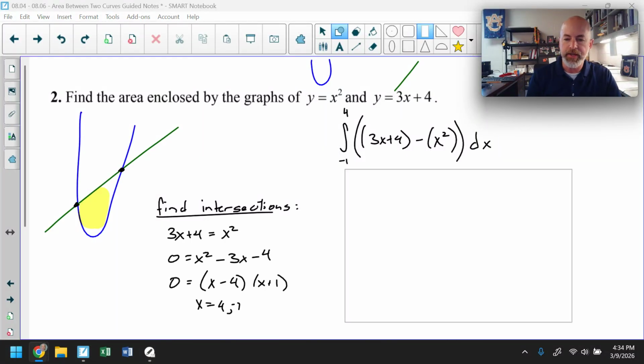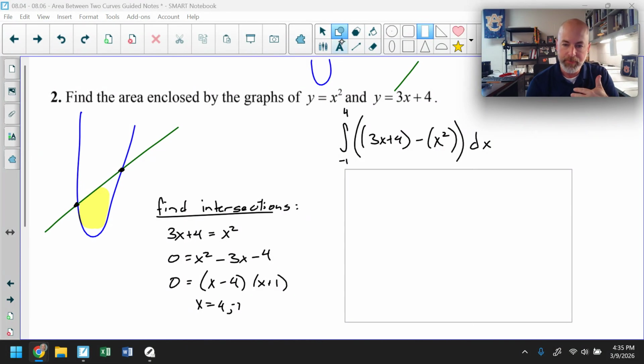Okay, I got -1 and 4 for my limits of integration, and if you trust your algebra, that's great. I don't have a graph that can confirm that, so it might be good to try to have a relatively accurate graph, because if you have a relatively accurate graph, you can know if your intersections make some sense.